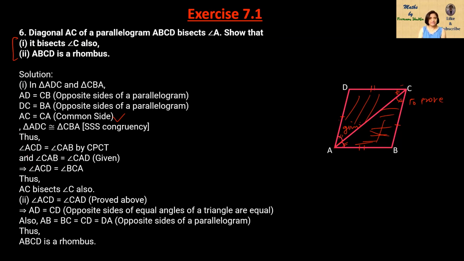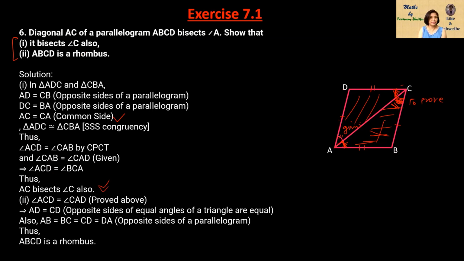Thus, we can say that angle ACD equals angle CAB. By the CPCT rule, because these two triangles are congruent, as we have already proved, angle DCA will be equal to angle BCA. So the first part has been proved.